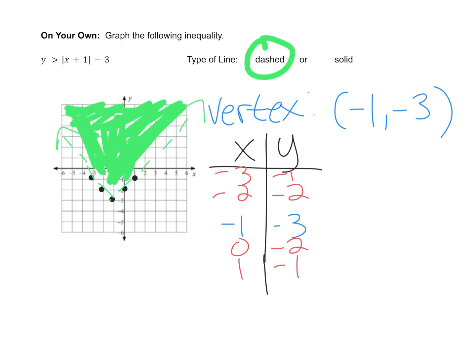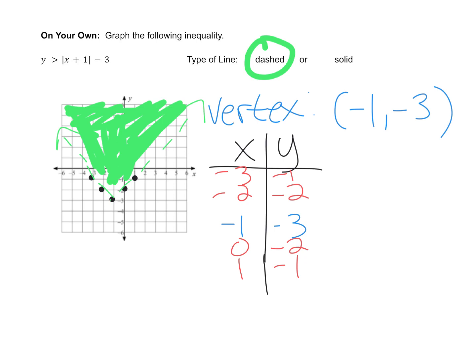Looking at this example here, my vertex is the point -1, -3. When I put that in the table and I choose my other x values, -3, -2, 0, and 1, I then go and plug in 2 of my x values to finish my table, remembering that -3 and 1 and -2 and 0 will have the same y values because of the symmetry of the graph.